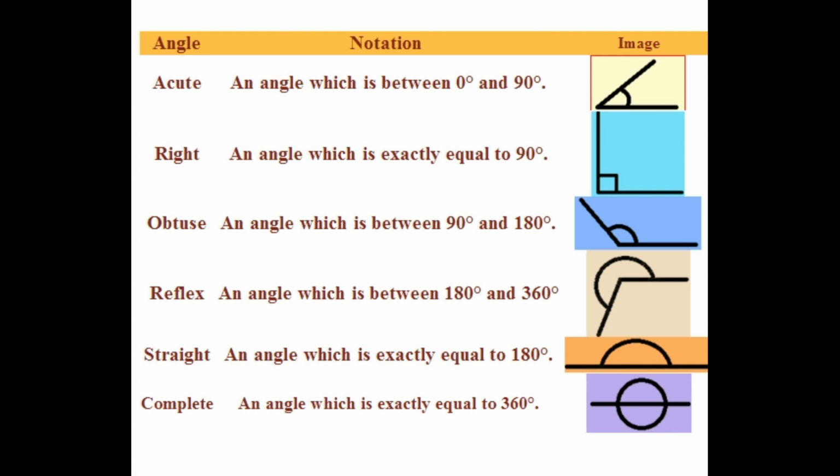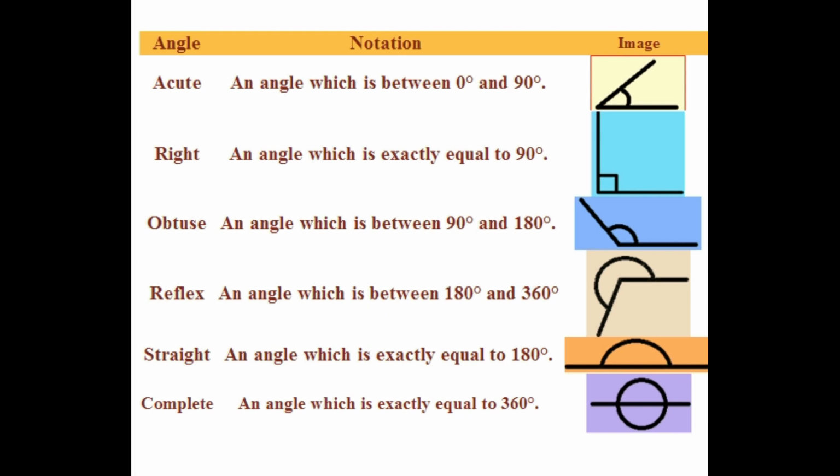So what are the types of angles? You have studied this also in lower class. So just to recall, first one acute angle, you see there in the tabular column. An angle which is between 0 degree and 90 degree is called acute angle. You see the first diagram, this is acute angle, less than 90. Second one, right angle is exactly equal to 90 degree. See the second diagram, exactly 90 degree. Then it is called right angle.